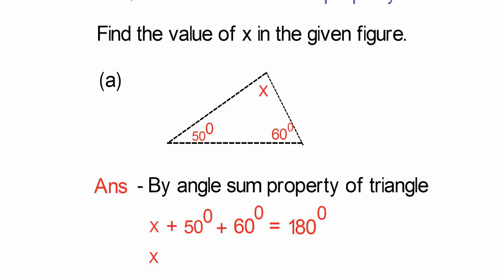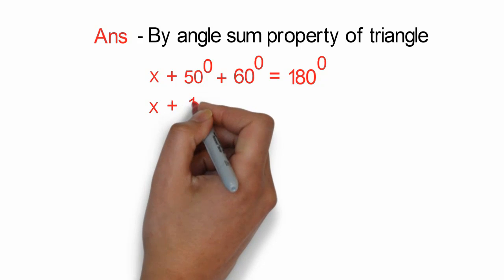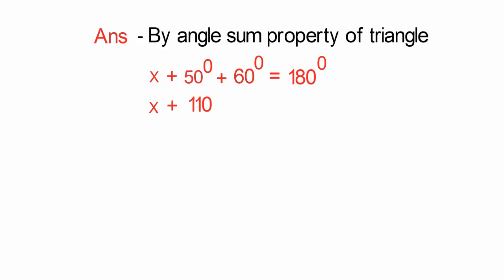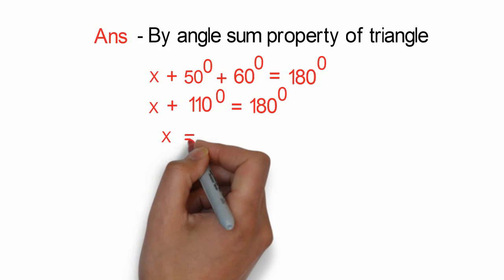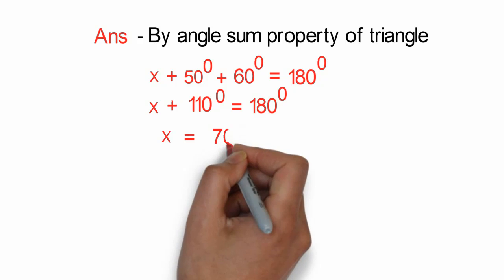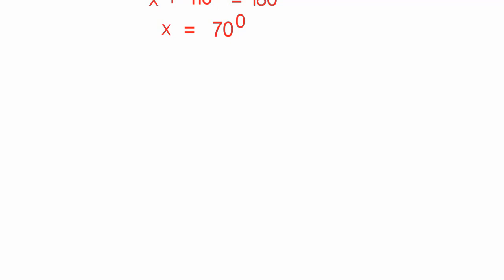x plus 50 plus 60, after adding 50 plus 60, will give 110 degrees. On the right hand side we have 180 degrees. Now for finding the value of x, we have to transpose 110 degrees to the other side. So it will move with a negative sign and after subtraction we get 70 degrees. 180 degrees minus 110 degrees gives 70 degrees.